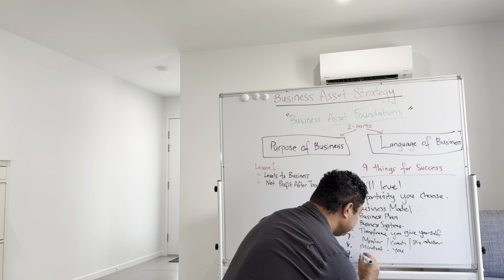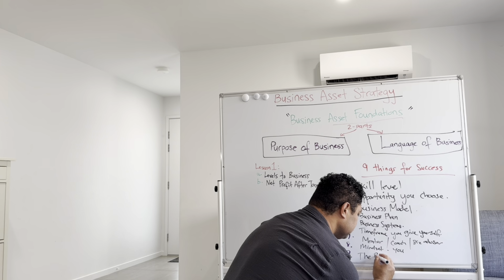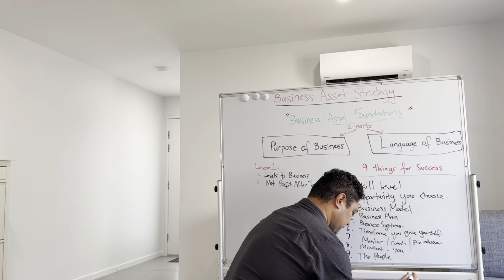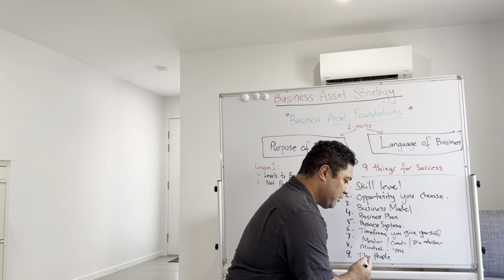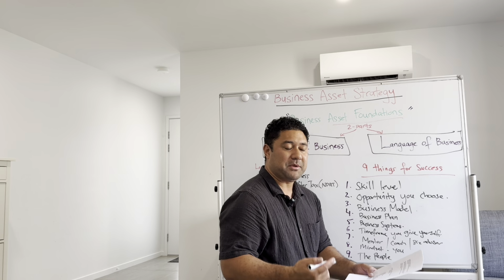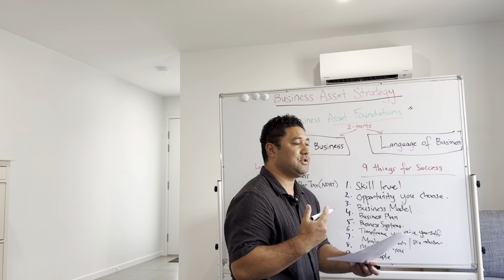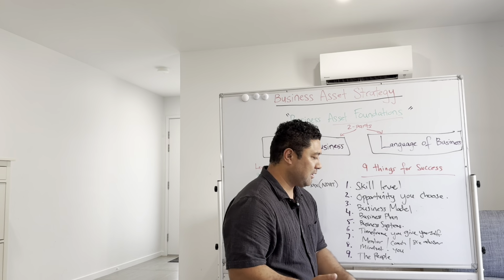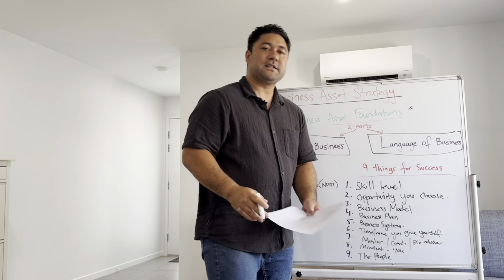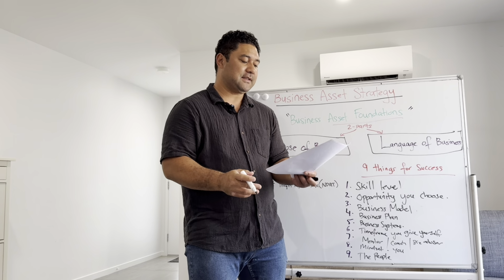And the last one here, the people. Okay, it's your life partner, your business partner, your family, your friends, your network, all the other people besides you that you surround yourself with. Okay, so these are the 9 things to work on for success.